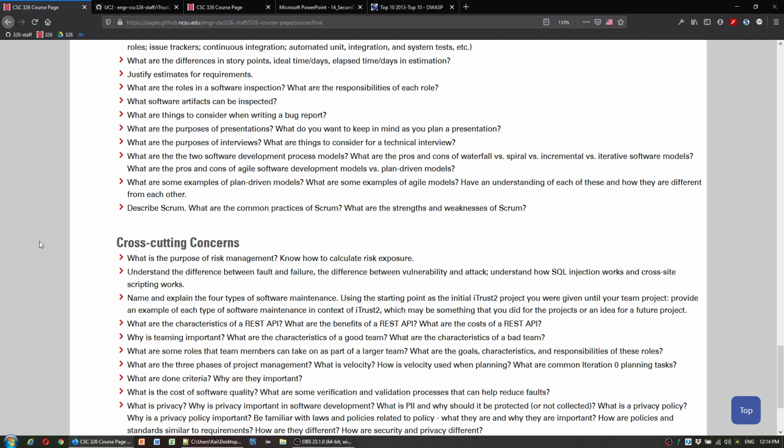What do we do with inspections? You can inspect pretty much anything. You can inspect your requirements, you can inspect your test plan, you can inspect your design, you can inspect your implementation. You can inspect your operational profile. Anything you want, you can inspect.